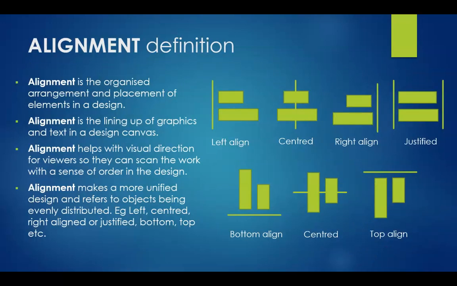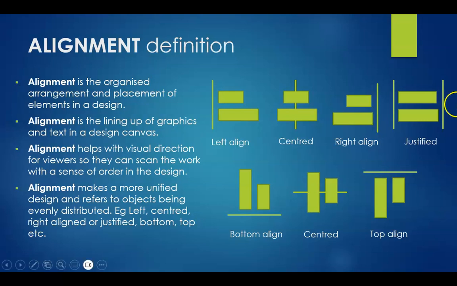Alignment. Probably out of the 4, this one's the easiest one to understand. Alignment is the organized arrangement and placement of the elements in a design. Alignment is the lining up of graphics and text in a design canvas. Alignment helps with the visual direction for viewers so they can scan the work with a sense of order in the design. Alignment makes a more unified design and refers to the objects being evenly distributed, e.g. left, centered, right aligned or justified, bottom, top, etc.